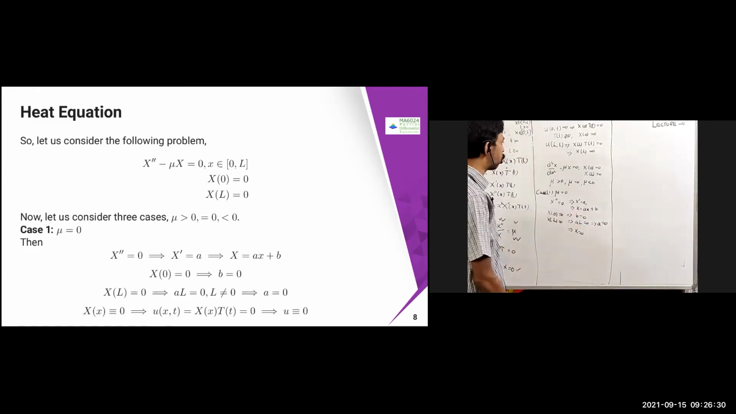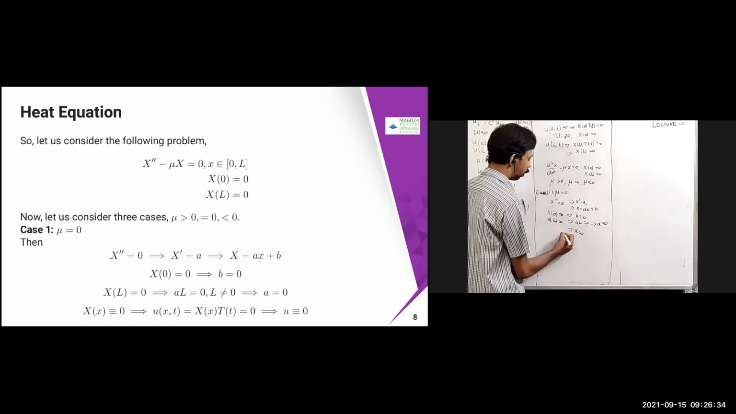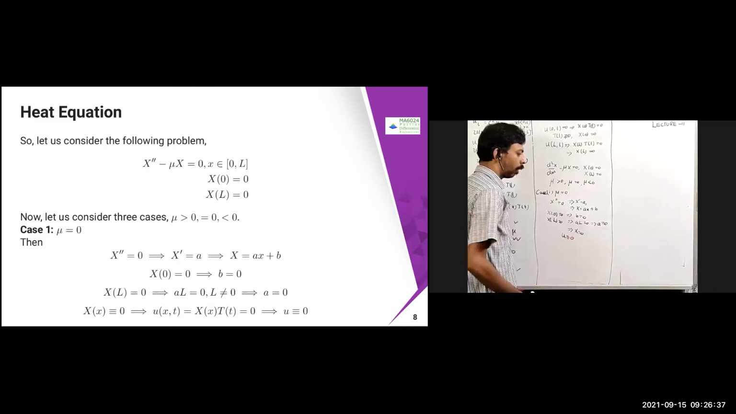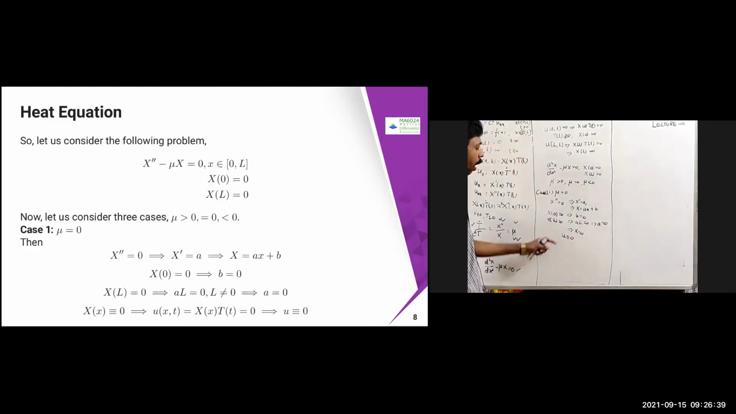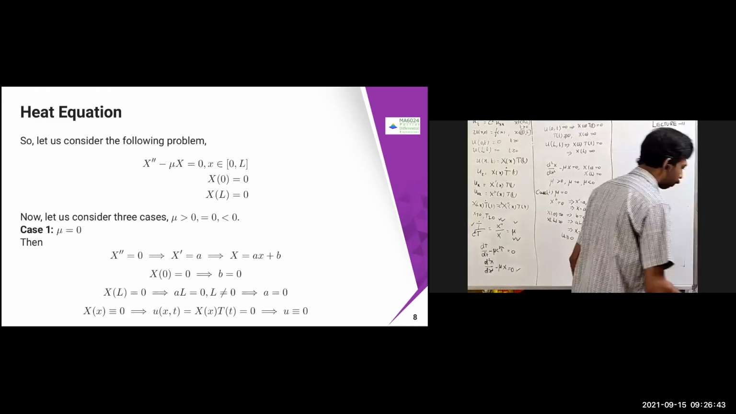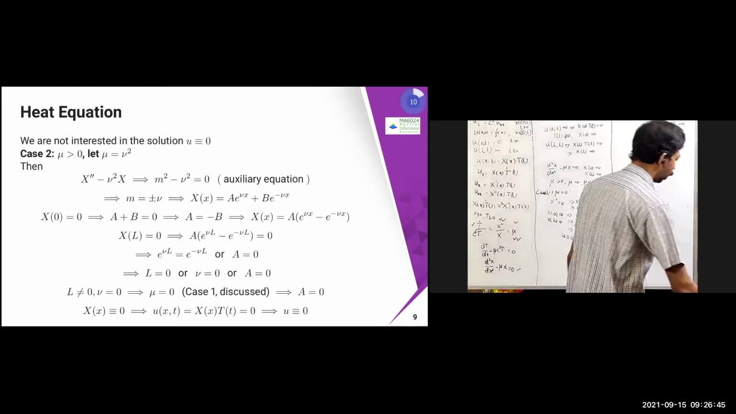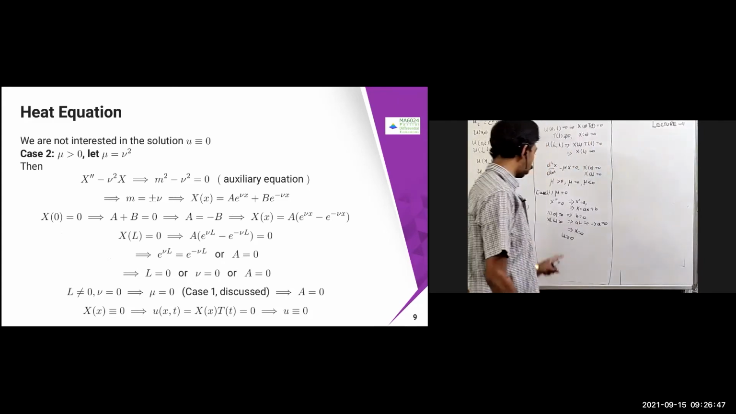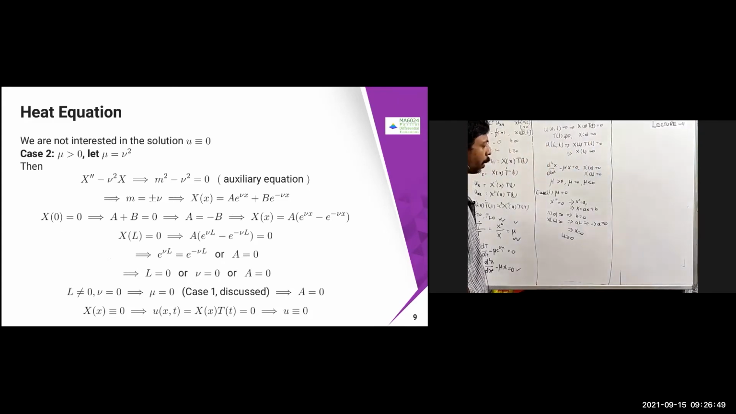If x equal to 0, your u is going to become 0. u is simultaneously 0, which I am not interested in. This is a trivial solution which I am not interested in at all. Now let us go to the next one.